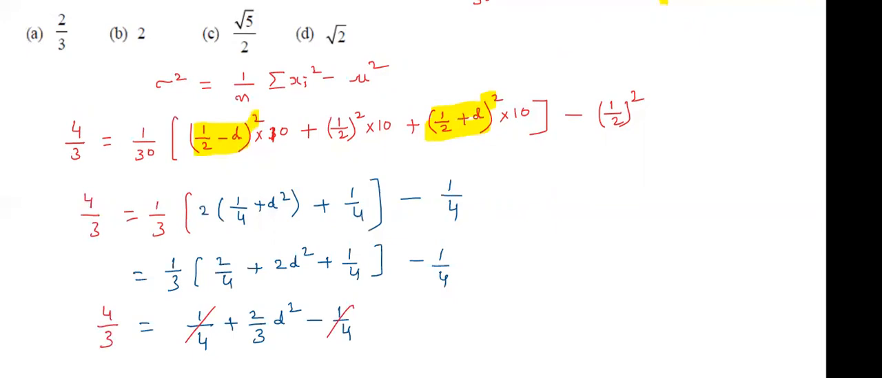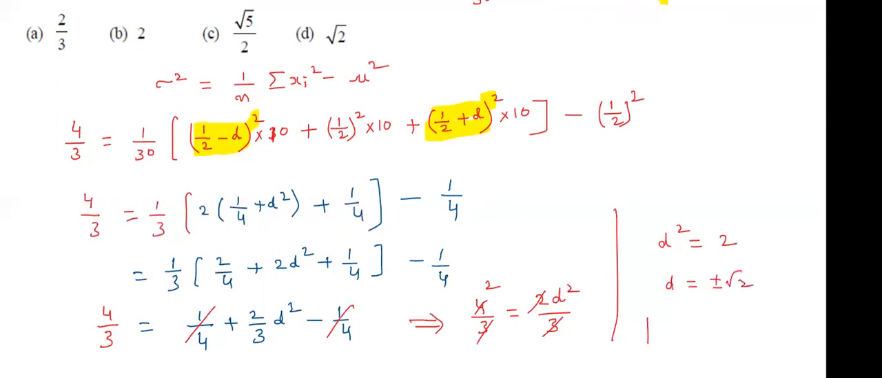The left hand side 4/3 is there. Observe the calculation here: 4/3 is equal to 2d square by 3. 3 and 3 cancel, 2 times 2 is 4. Finally we get d square value is 2. Then what about d? D is plus or minus root 2. But they are asking modulus of d, which means only the positive value. So which option is correct? Fourth option is correct.